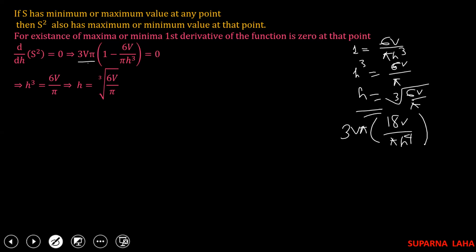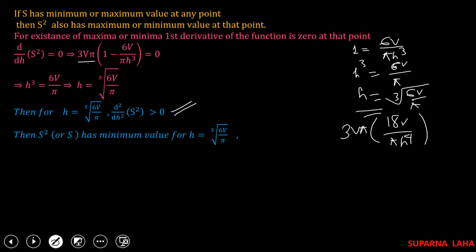So put the value of h here. We will always find this value is greater than 0. So if it is greater than 0, the surface area is minimum at that point. Write it down: surface area is minimum for this h, that is cube root of 6V by pi.